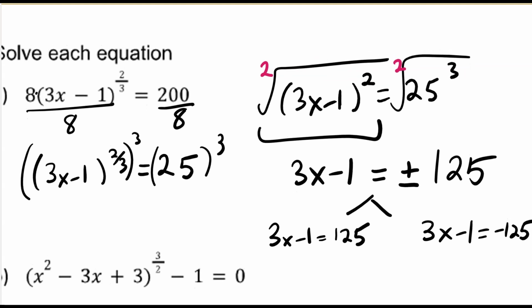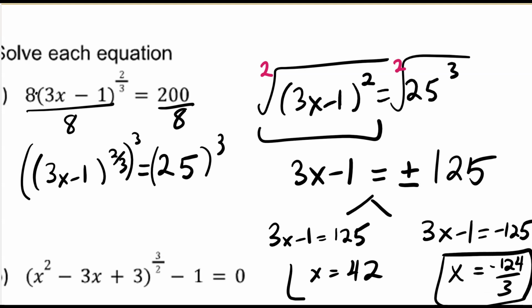And if I solve both those, if I add the 1 and divide by 3, I get x equals 42. Or if I add the 1 and divide by 3, I get x equals negative 124 over 3. So this equation actually has two unique solutions because we ended up taking a square root. That'll happen anytime you take a square root, a fourth root, a sixth root, any even index of a root that could happen.